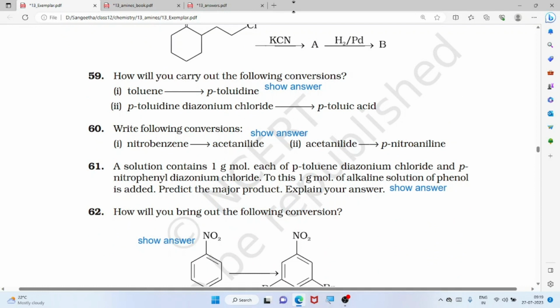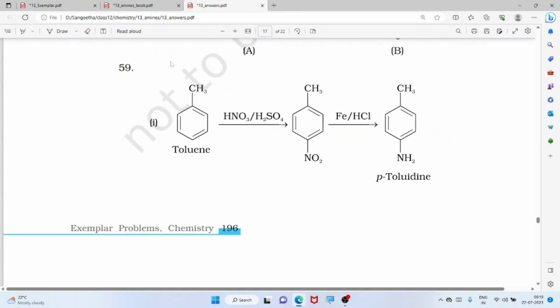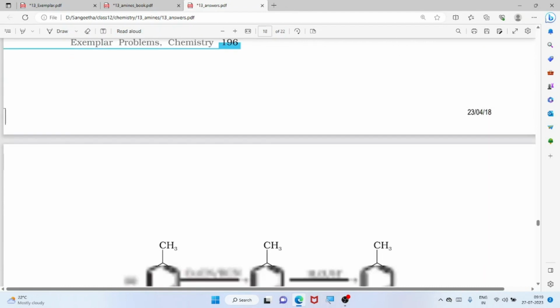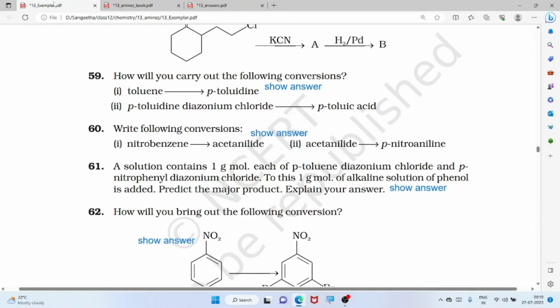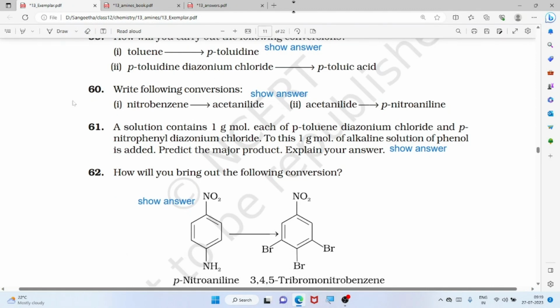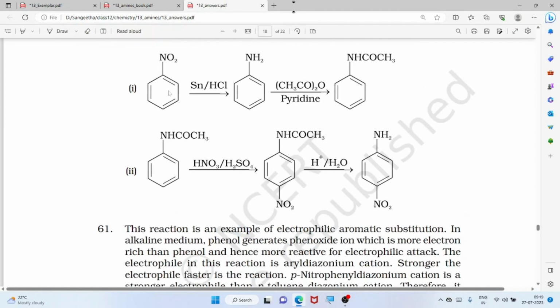How will you carry out the following conversions? 59. P-toluidine from toluene via toluic acid. 60. Write the following conversions: nitrobenzene to acetanilide, acetanilide to p-nitroaniline. So pyridine. Okay. P-nitroaniline.